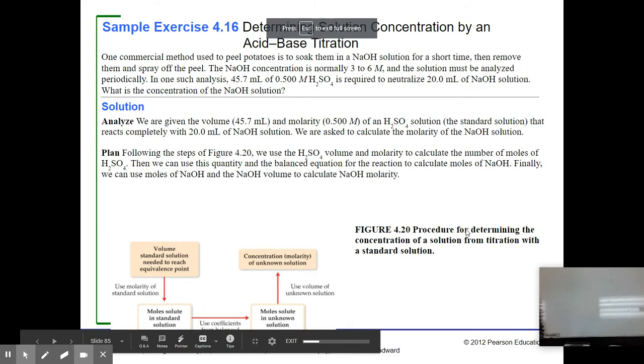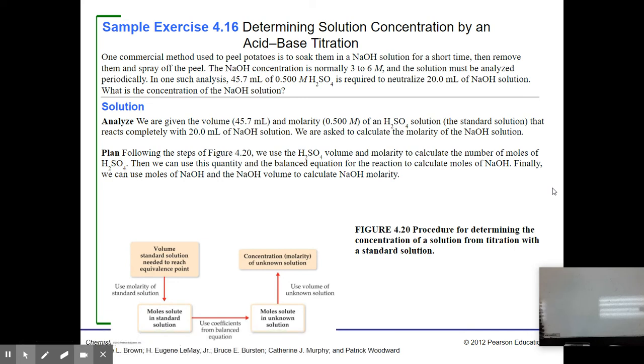All right. So, as I said in the beginning of this video, this whole process of titration is a very technical, analytical, necessary process and test to help determine concentrations of certain solutions. And this sample exercise right here is a great example of what I'm talking about.